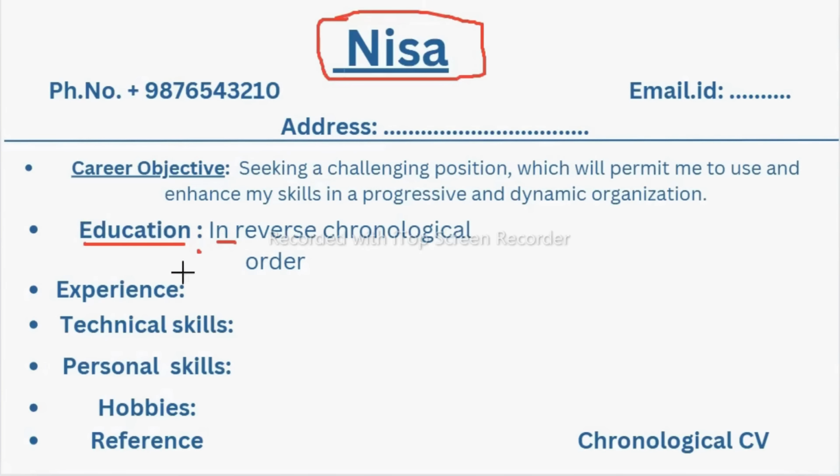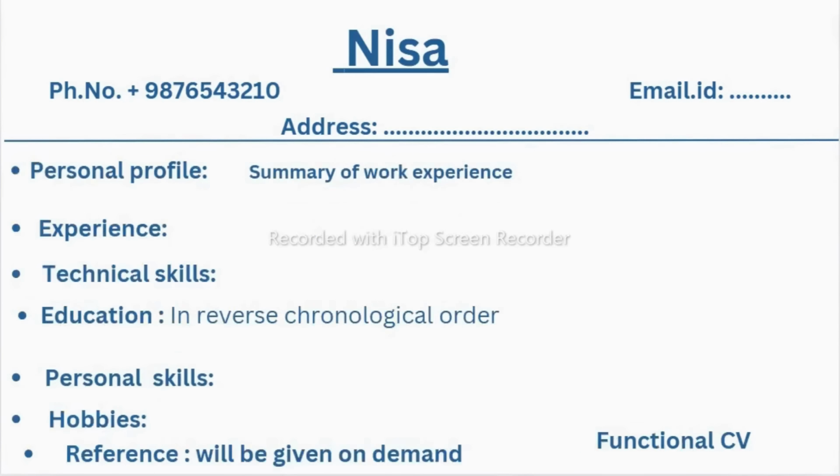After education you need to write experience here, which I have shown in that video, how you need to write the experience, then technical skills related to your job, and personal skills as well. And hobbies, these are optional, you can write hobbies of your own. And then reference, which will be provided on demand. So this is the chronological CV. This order you need to follow in a chronological CV. Now let's move to the functional CV, how you have to draft a functional CV.